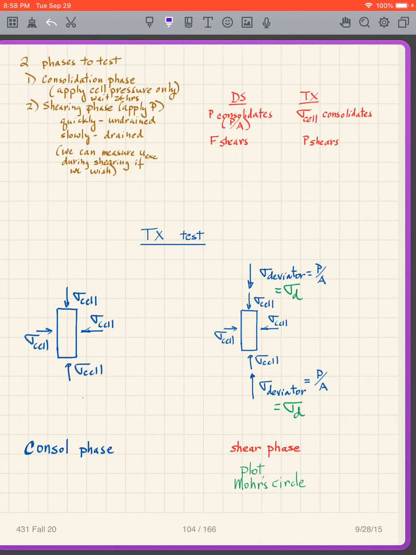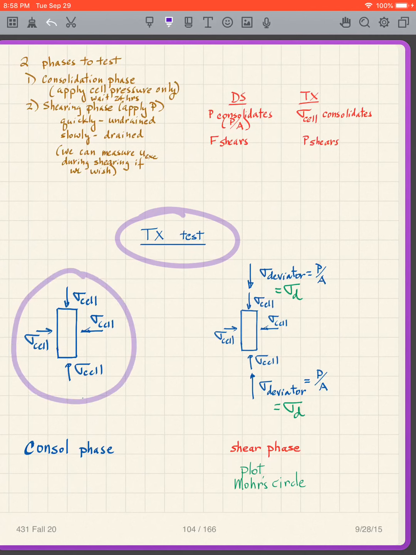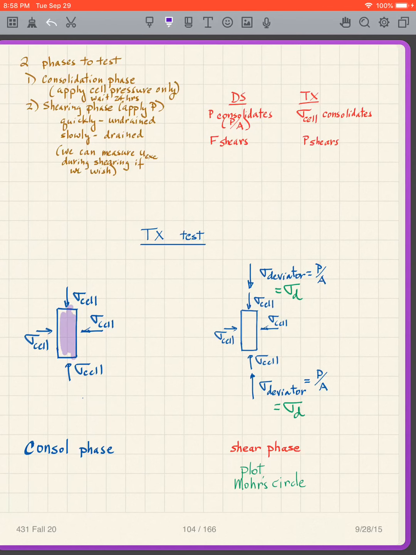Now, if we look at the stresses in the triaxial test, this is the way they're typically drawn. Here's our soil sample, and during the consolidation phase, we just have the cell pressure acting all around our sample. So we consolidate the sample under sigma cell, and that acts in all directions.